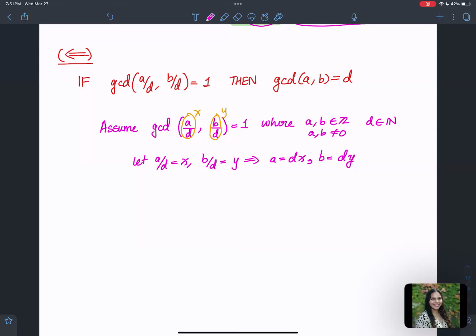Okay. So now if you want to find GCD of A and B, then you're finding GCD of DX and DY.